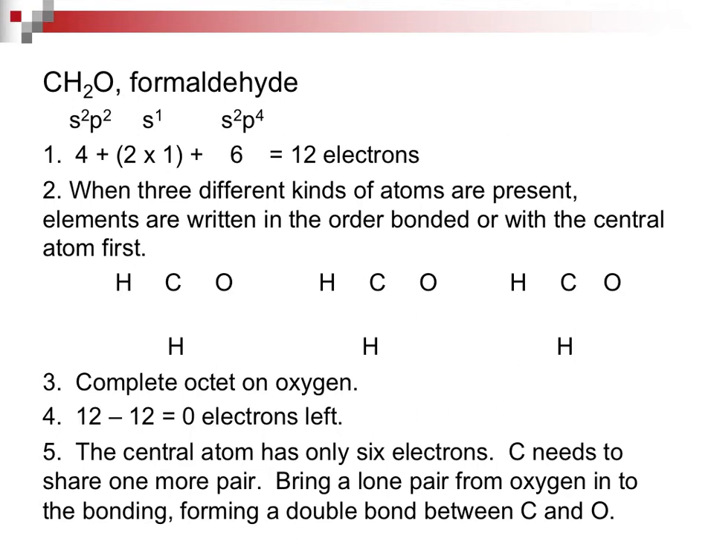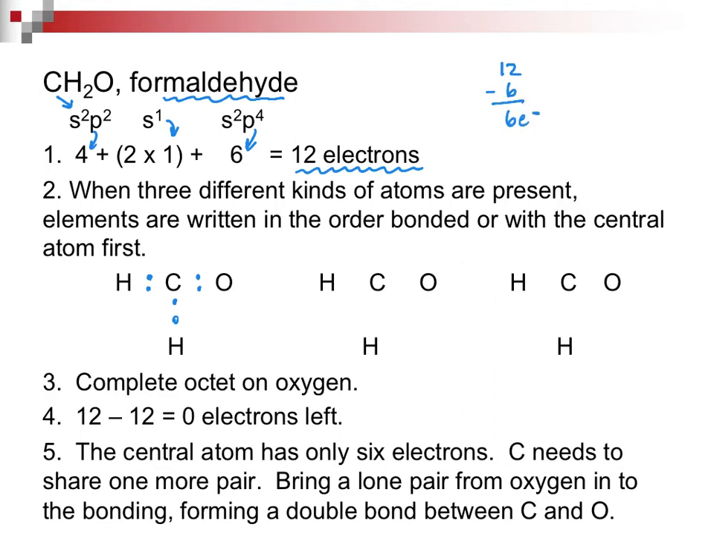Here's our third example. It is formaldehyde, that is embalming fluid. So carbon, S2P2, 4 valence electrons. Hydrogen, S1, 1 valence electron. There are 2 hydrogens. Oxygen, S2P4, there are 6 valence electrons. All in all, we have a total of 12 electrons. Once again, I've put carbon in the center, and I'm going to put my 2 electrons surrounding that central atom. I had 12, I'm using 6, I have 6 electrons left over.